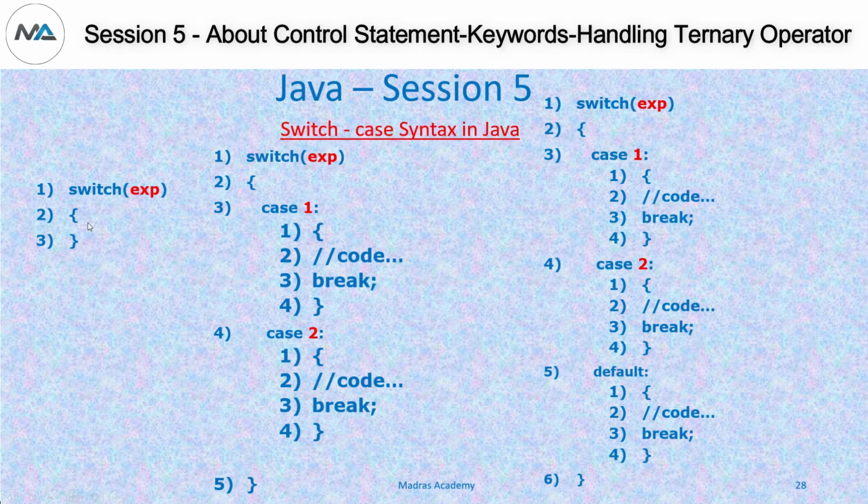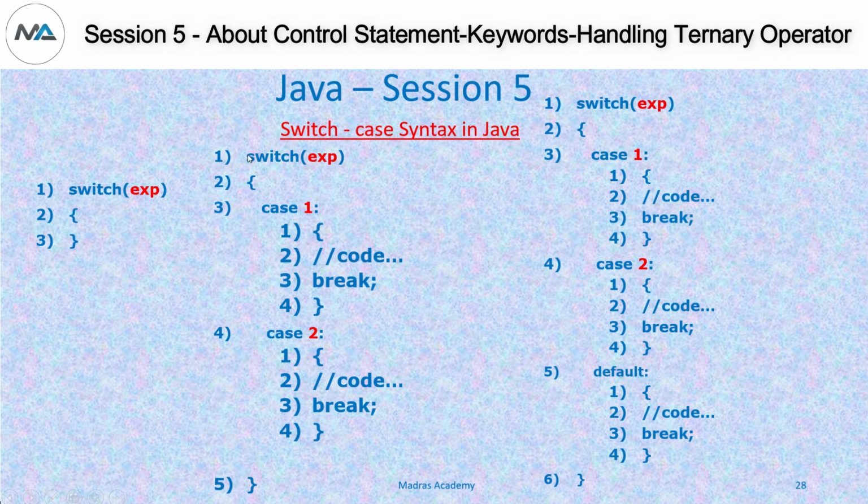So this is the switch case syntax in Java. How I have written it: switch, with an expression within parentheses, then curly brackets opening and closing, and inside that we need to write the code. So this is a keyword, and here I have an expression. Whatever code you need to write, we write inside this.